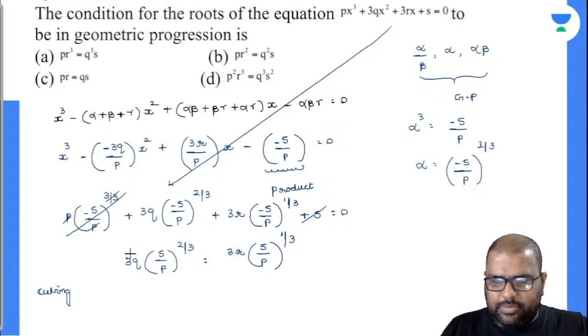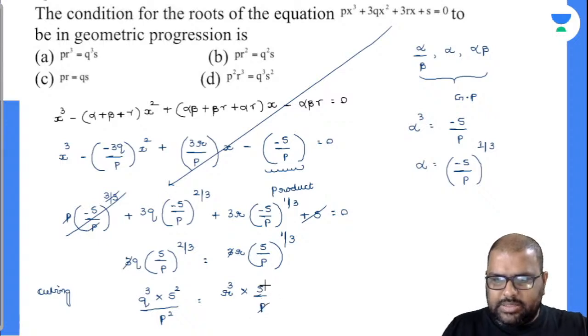So this becomes how much? This 3 will get cancelled off. Okay. So this will become q cube. This will become s square. This will become p square is equal to, this becomes r cube. If it is cubing there, this becomes s by p.